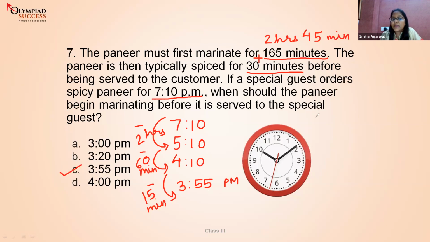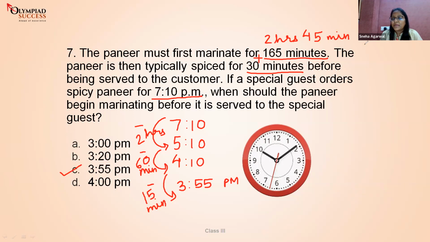Yes, guys, tell me. Is that clear? Yes, ma'am. Okay. Anyone is having any doubt? You are free to ask me. If anyone is having any doubt, you can raise your hand. I'll be explaining it again. Yes? Anyone? No?